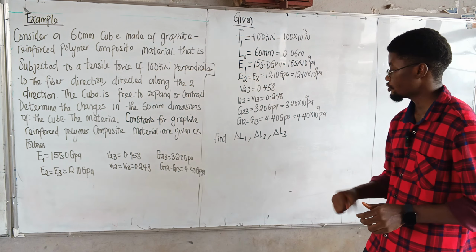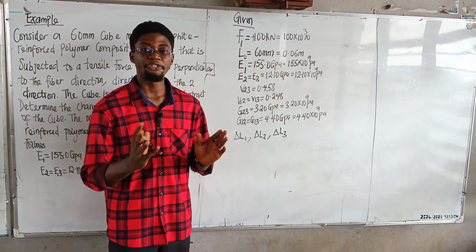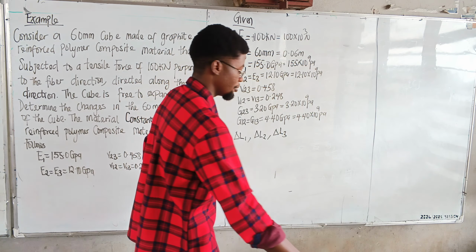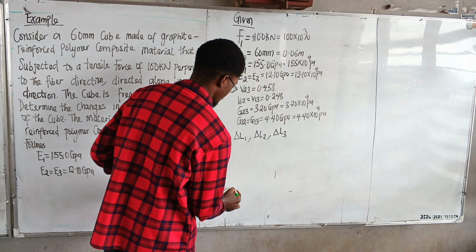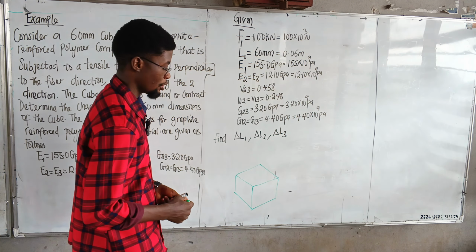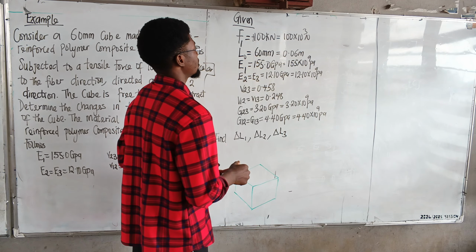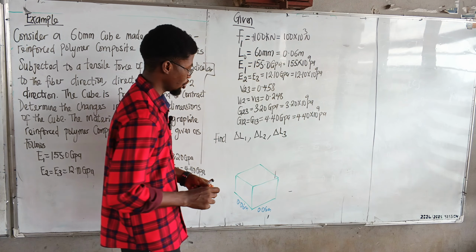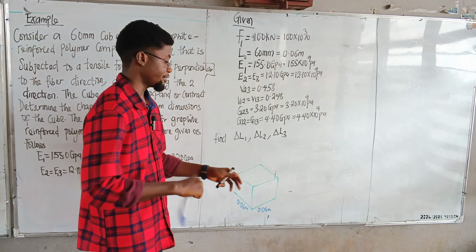Okay, so for us to solve, the first step is to look at the cube. Remember, this is a cube of length 60 millimeters. So let's do a rough sketch of how the cube looks. So our cube is like this, and each length is 60 millimeters, that is 0.06 meters. We know that in this cube we have three coordinate systems.